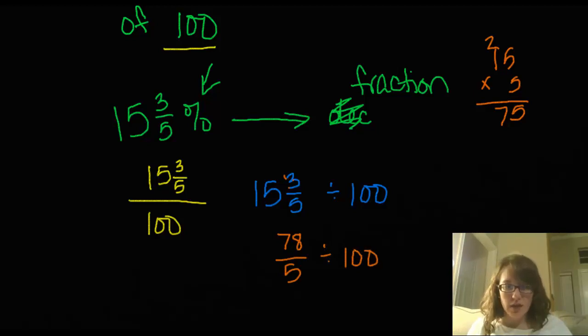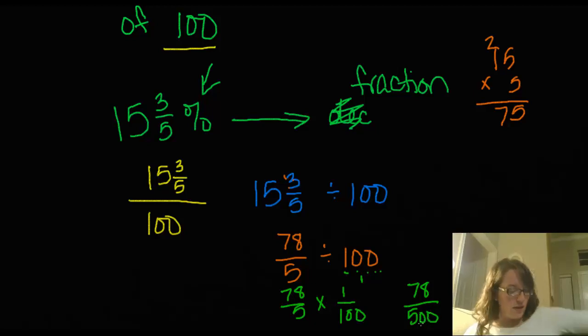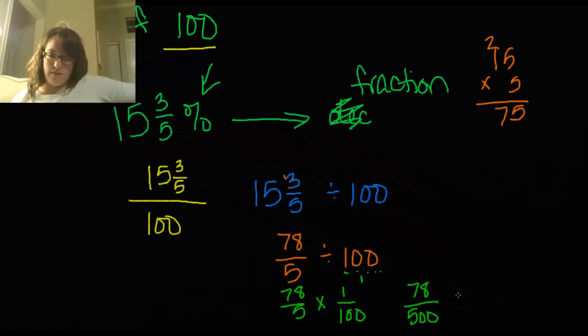And then keep, change, flip. So keep, change. This is over an invisible 1. Flip. And then multiply. 78 times 1 is 78. 5 times 100 is 500. And then I would reduce by 2's at least. Looks like 2's the only answer, so reduce by 2. This one's going to give you 39. This one's going to give you 250.